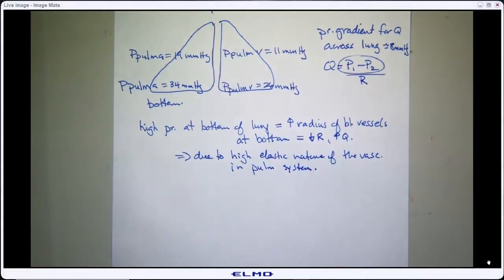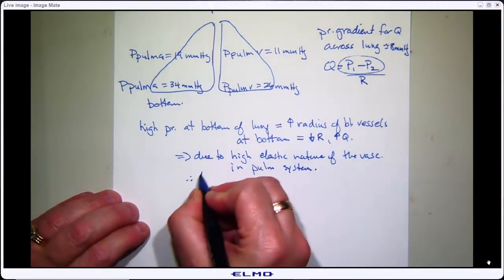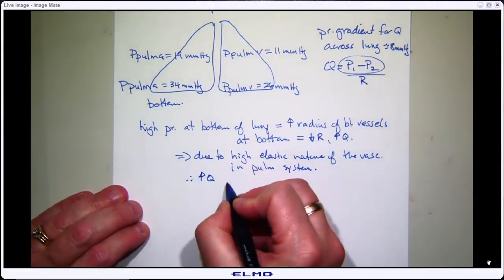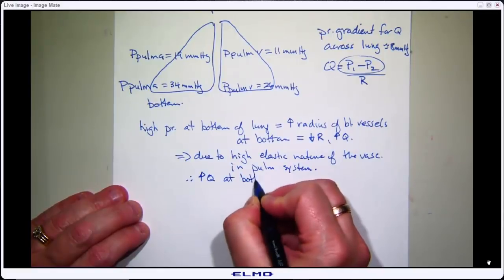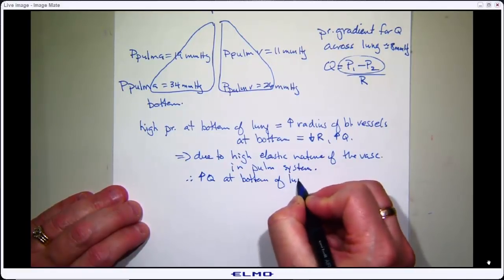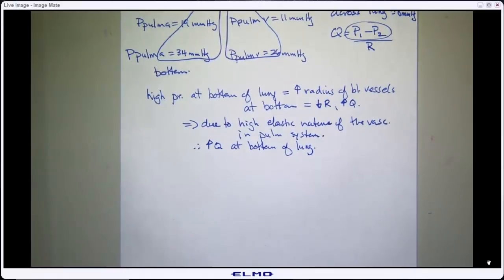So essentially what this means then is we are going to have a higher flow at the bottom of the lung. Okay, the higher flow, though, at the bottom of the lung is not due to a pressure gradient issue, it's due to a change in radius. Okay? So we will have a distribution of flow across the lung due to change in radius.